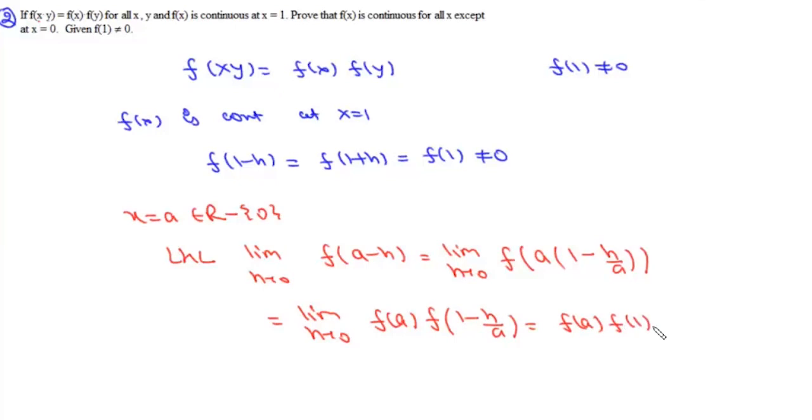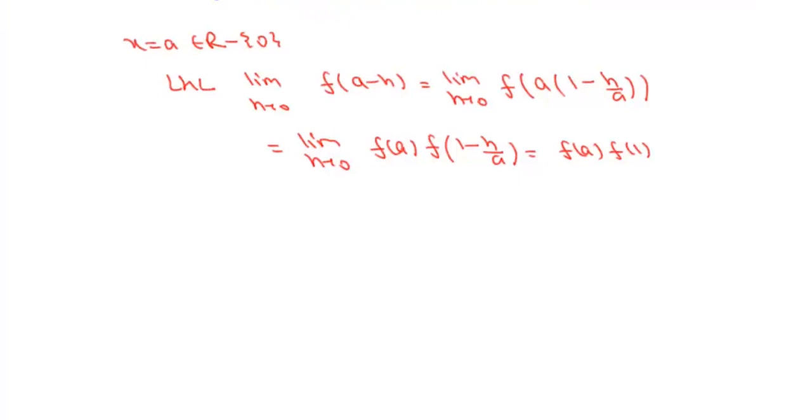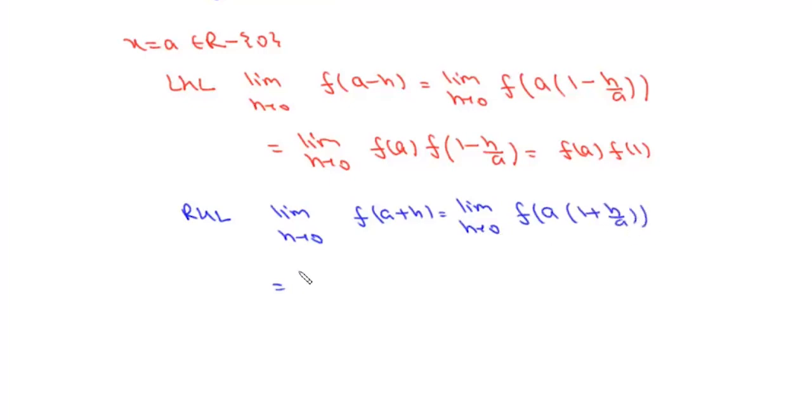And the same way we want to write its right hand limit. Now the right hand limit will be limit h tends to 0 f a plus h, which is this limit h tends to 0 f a into 1 plus h upon a, which again is fx into fy. So it is limit h tends to 0 f a into f of 1 plus h by a. Now this is f1 plus h, which is the right hand limit at 1, which again is f1. So this is fa into f1.